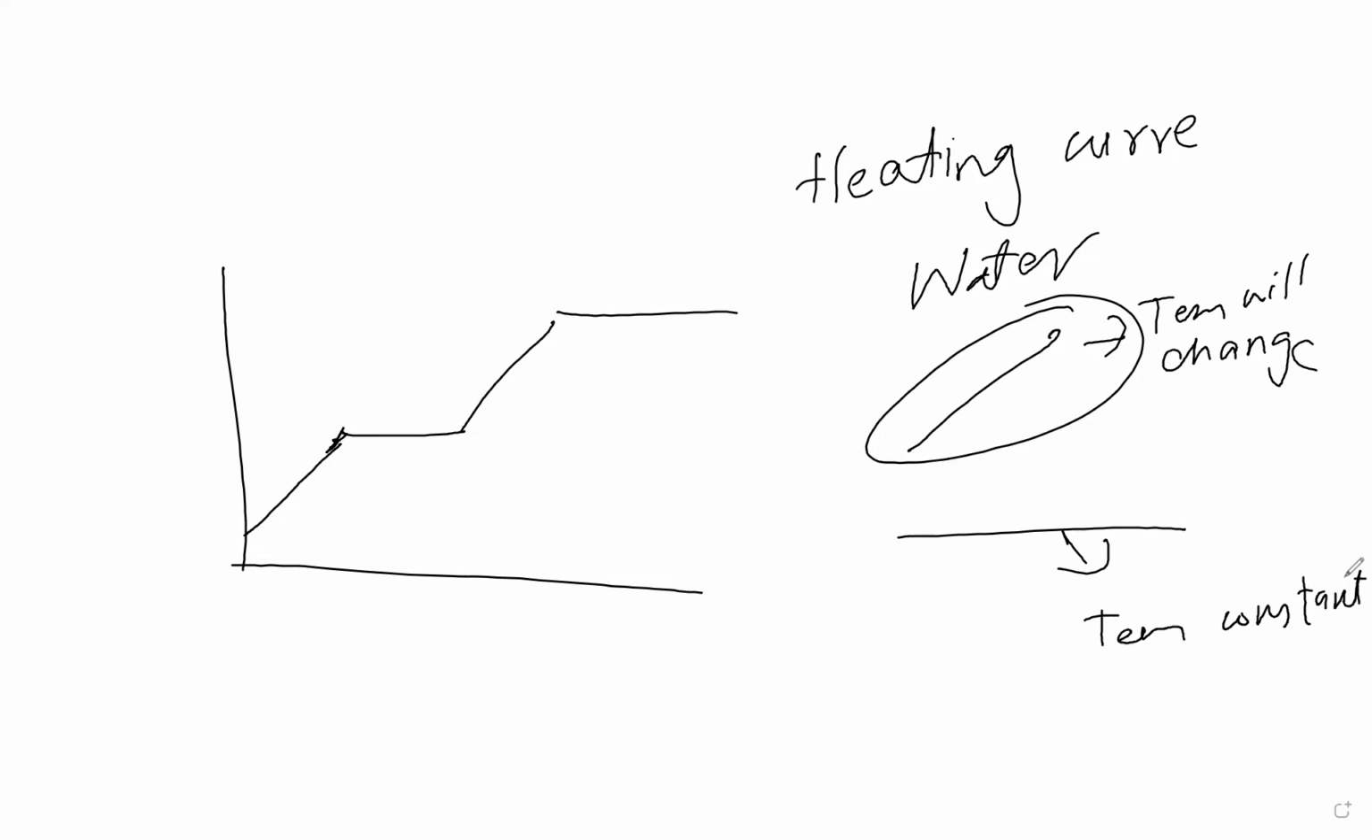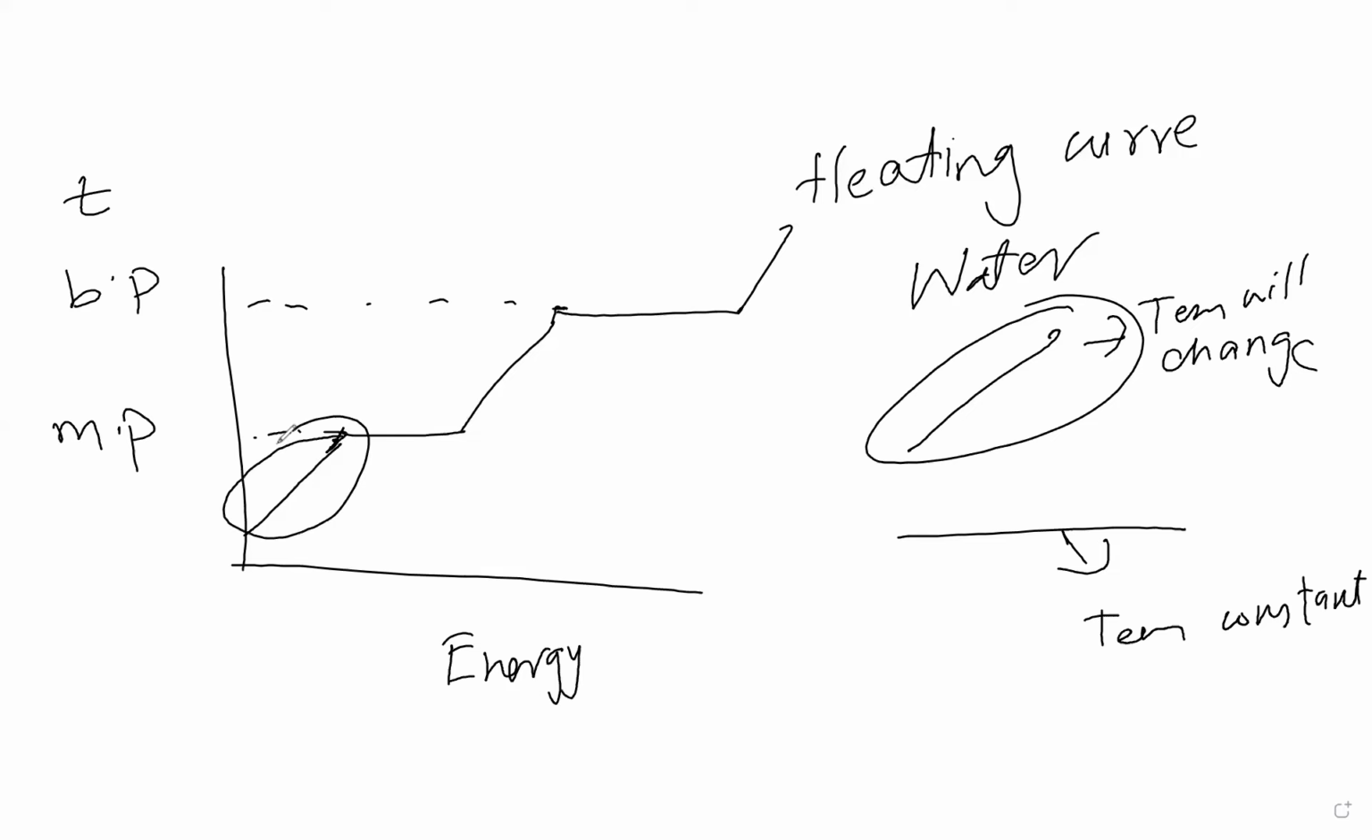Okay, if you look at this, we see two horizontal lines, right? This is the first one, and this is the second one. The first one is going to be the melting point, and the second one is going to be the boiling point. On the y-axis we have temperature, and on the x-axis we have energy. Now suppose we're here. We have ice.